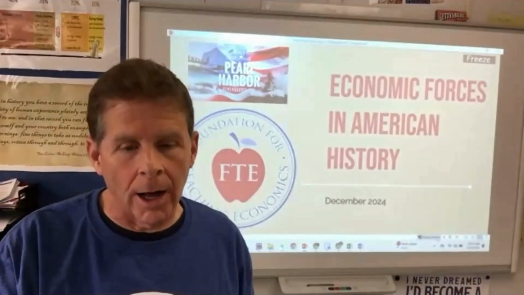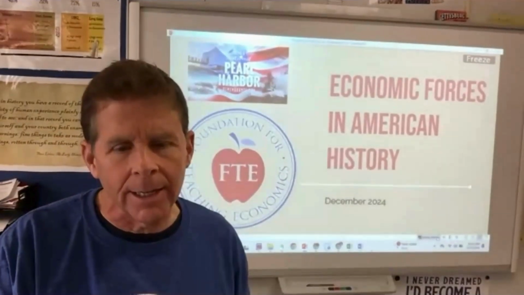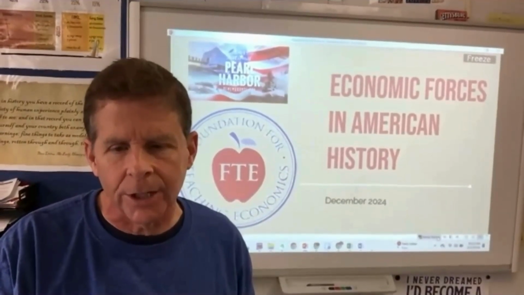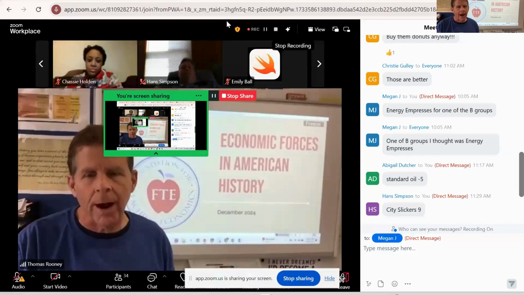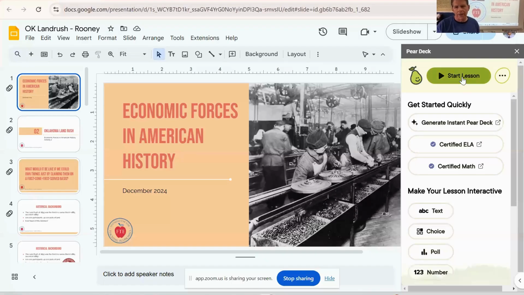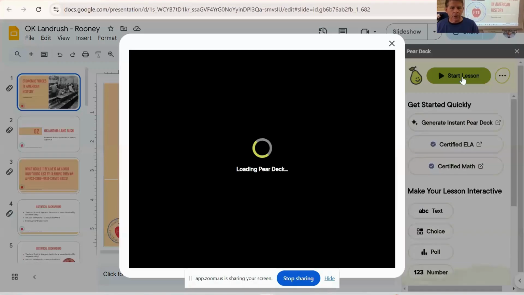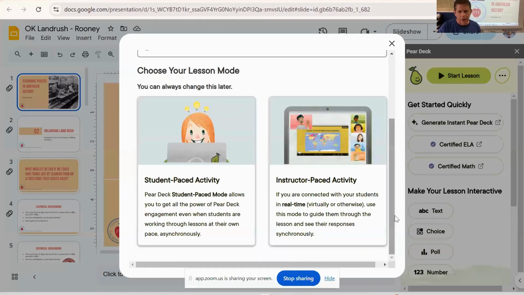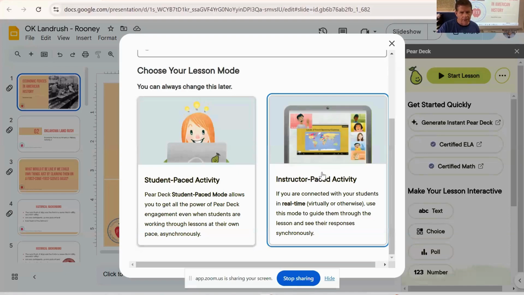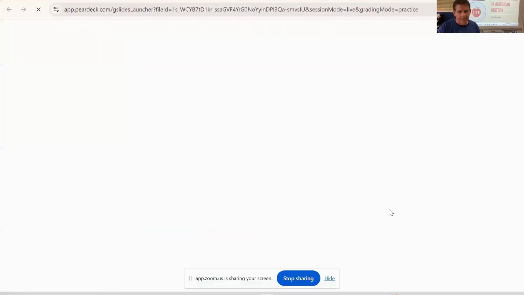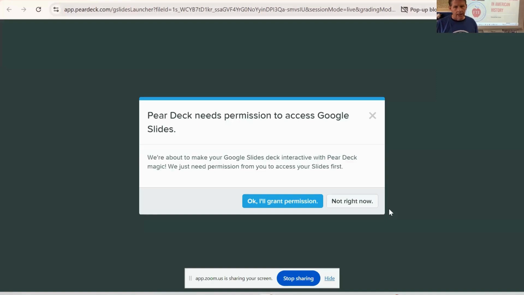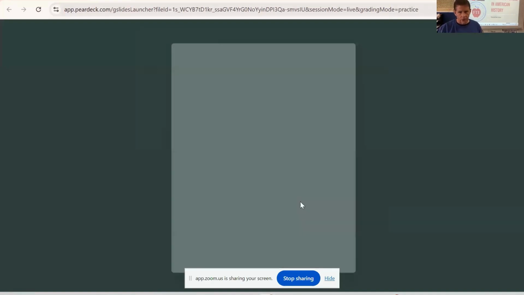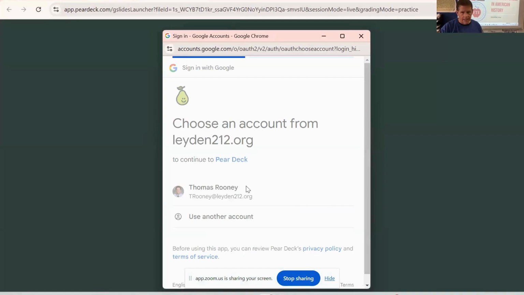And so, like I said, I know I'm a little tiny bit rusty on my skills here, but I did remember how to get to the Pear Deck start lesson. So I'm going to crack that open now. We can stay in practice mode if I remember right. And we've got to do the instructor paced activity, and that will get us here. And so, okay, I'll grant permission, yada, yada, yada.